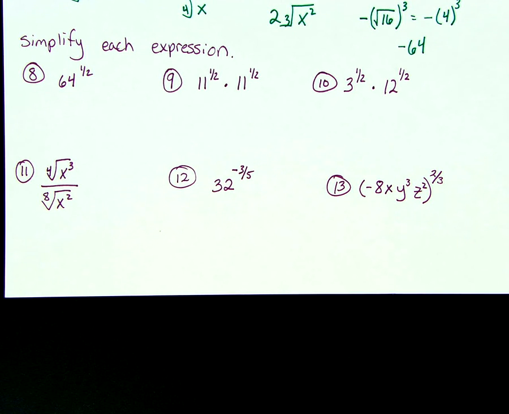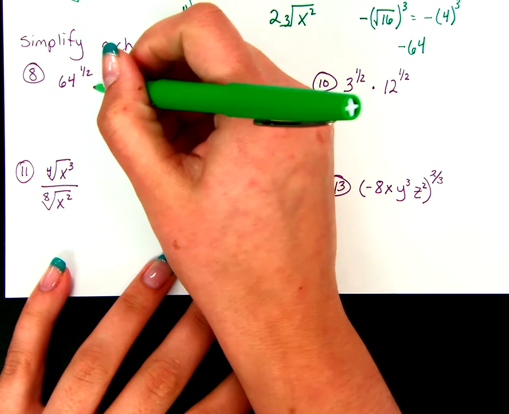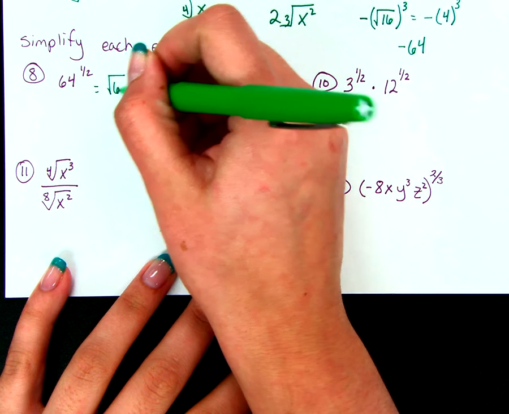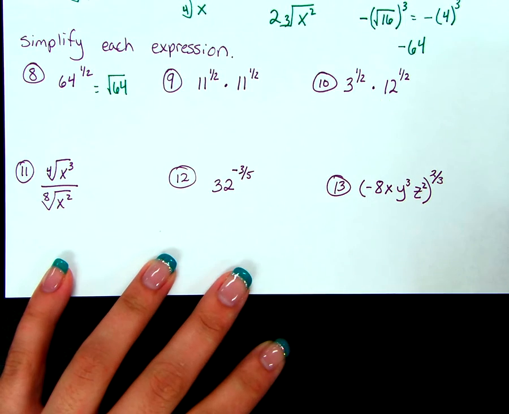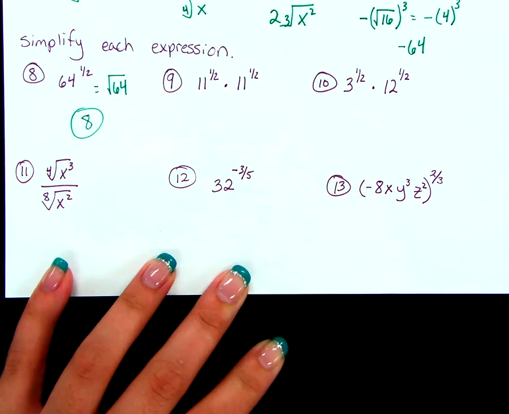All right, so again, we're just going to simplify. So again, when we are simplifying, if we can't simplify it in the form that it's in, then we switch to the other form and see if we can simplify it that way. So for 64 to the 1/2 power, we would want to switch that to be in radical form. So this really means the same thing as saying the square root of 64, which we know is 8.